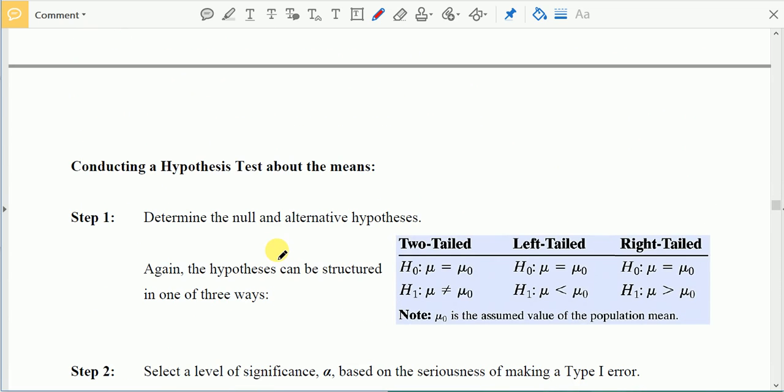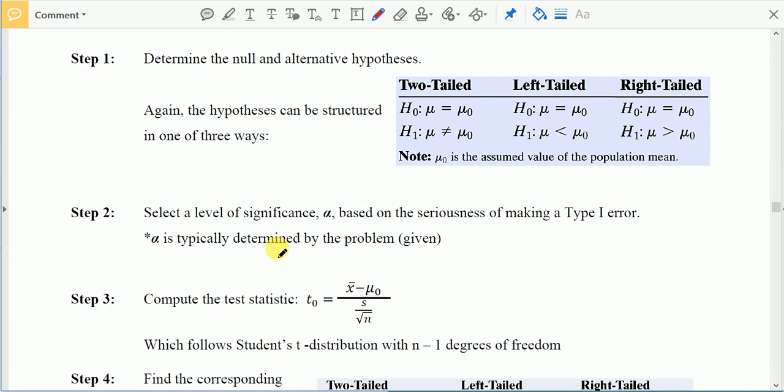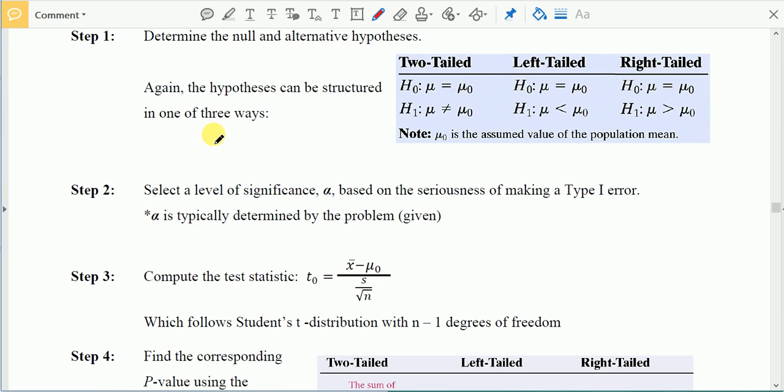So how do you construct the hypothesis test about the mean? Again, we still have three cases: the two tails, left tail, or the right tail. The first step is to use one of these three ways and see which one is met for your problem. The second step is to select a level of significance alpha, and usually alpha is given in the problem, and this is the seriousness of making a type 1 error.